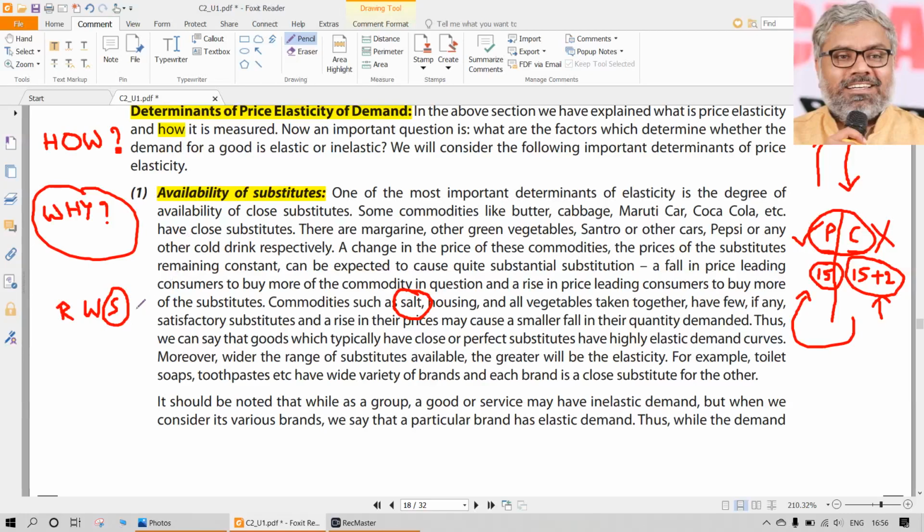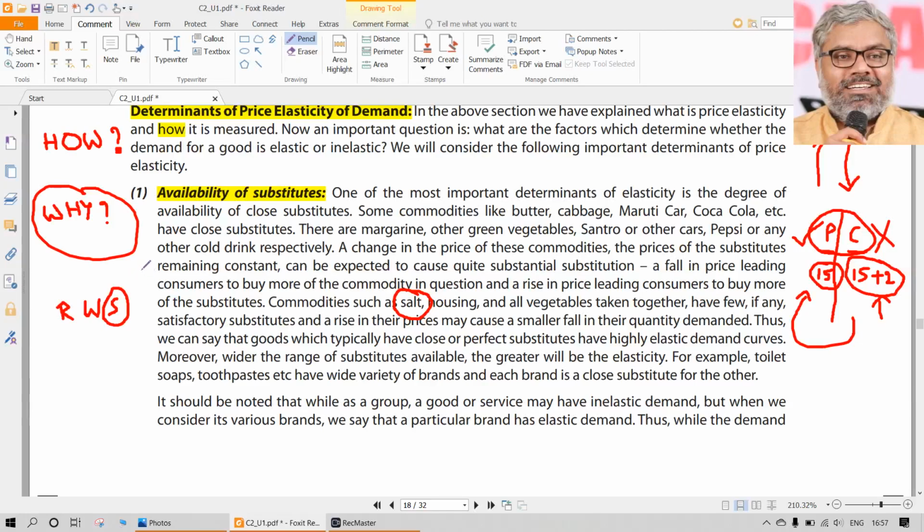Since salt cannot be substituted with any other product, brands are different, but the product salt cannot be substituted with any other product. So that is why the price elasticity of salt will be very less, which means even though there is a decrease in the price of the salt, let us say next day there is a 50% discount.